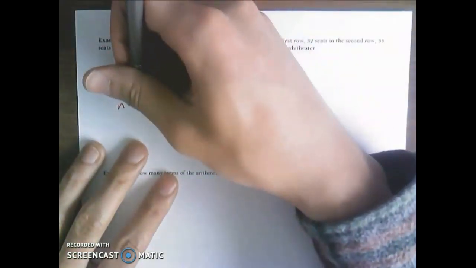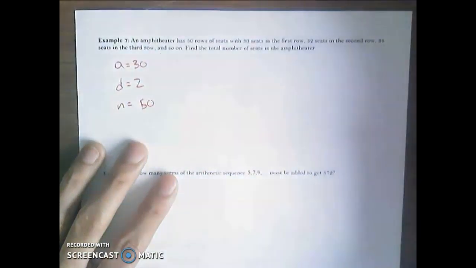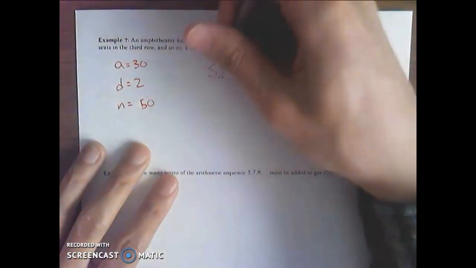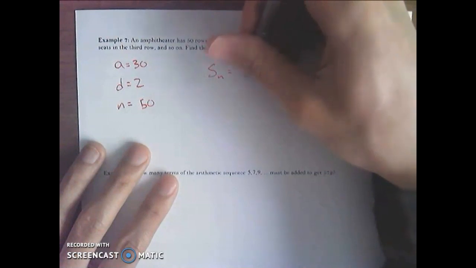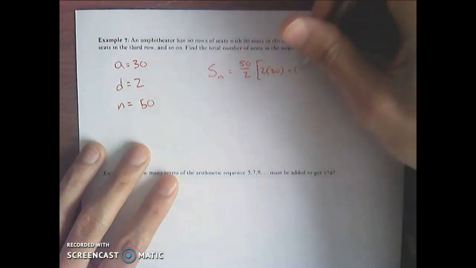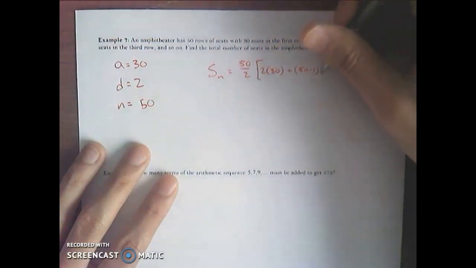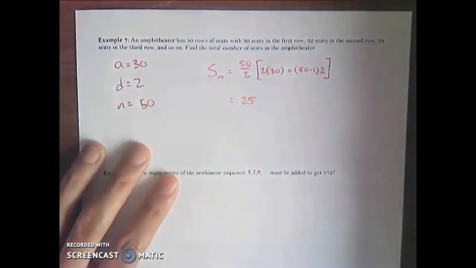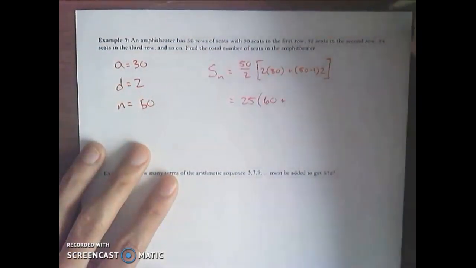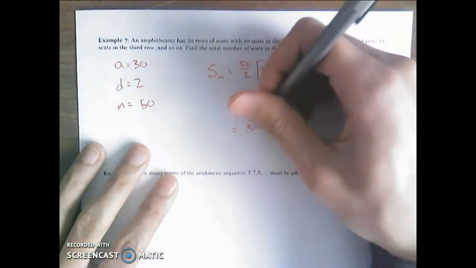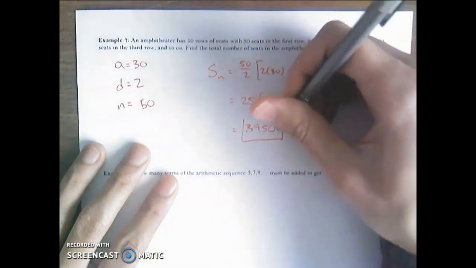And I want to know the total number of seats, or how many seats in 50 rows. So the number of rows is 50. And we want to know the sum of all of the rows. So we'll plug it into our first formula. Sn equals n over 2 times a, which is 30, plus n minus 1, 50 minus 1, times d, 2. So we get 50 over 2 is 25, times 2 times 30 is 60, plus 50 minus 1 is 49, times 2 is 98. Evaluate this, and we get 3,950 seats.